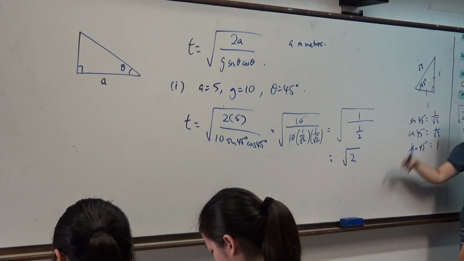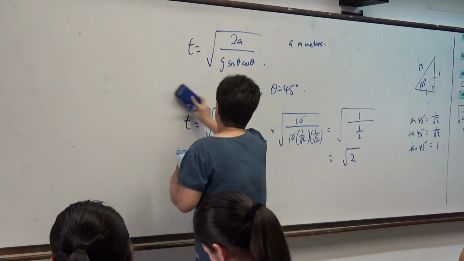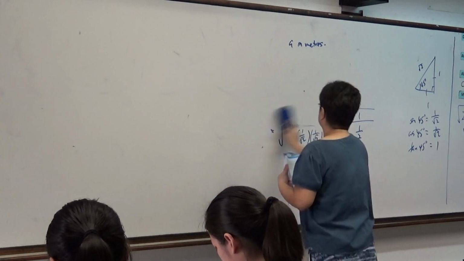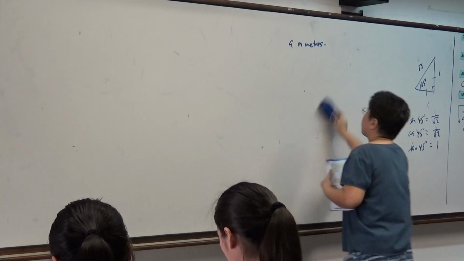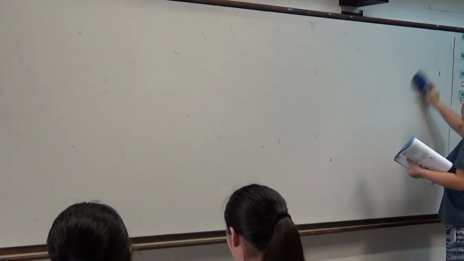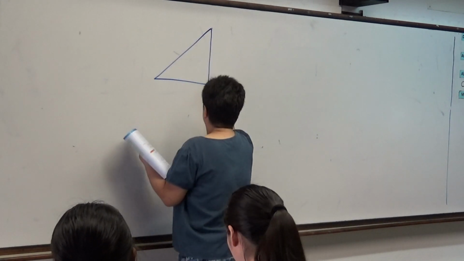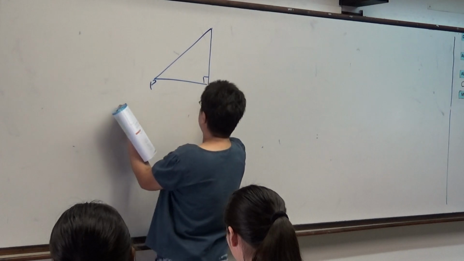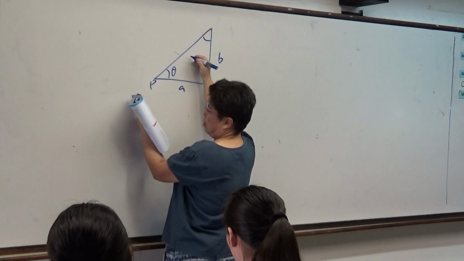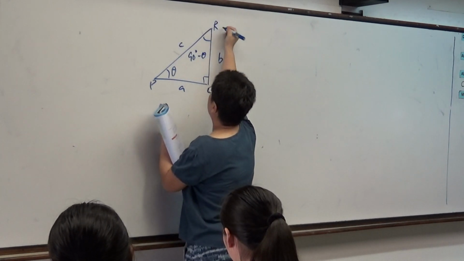This one later I'm going to show you something also, because it will be used later as well. Okay, now let's take a look at this one. Example 2. This is 90. P, Q, A, theta, B, 90 minus theta, C, and this is my R.